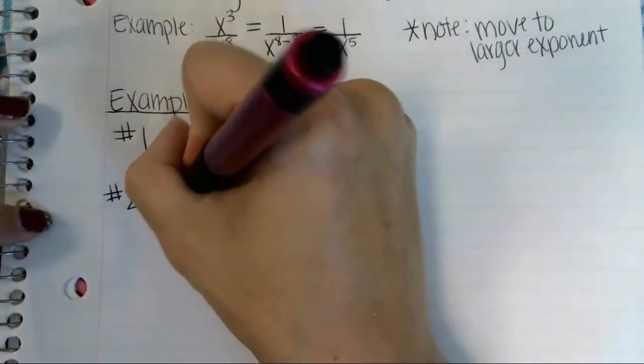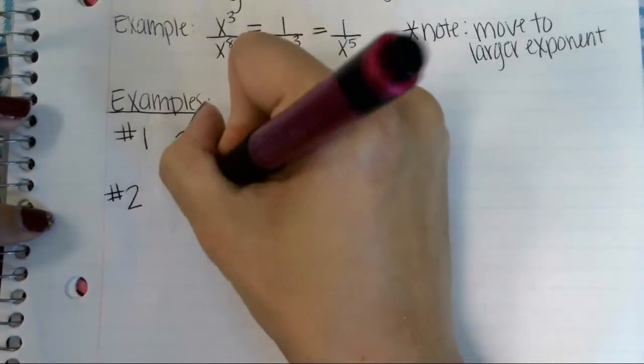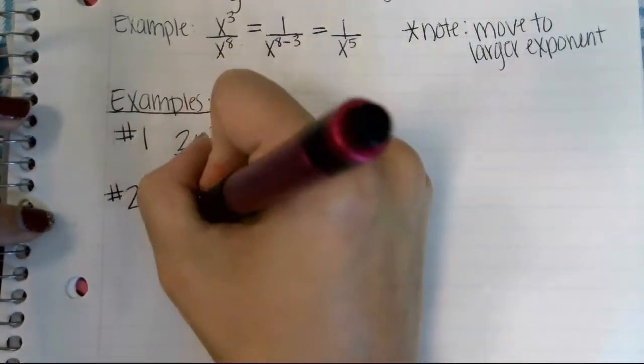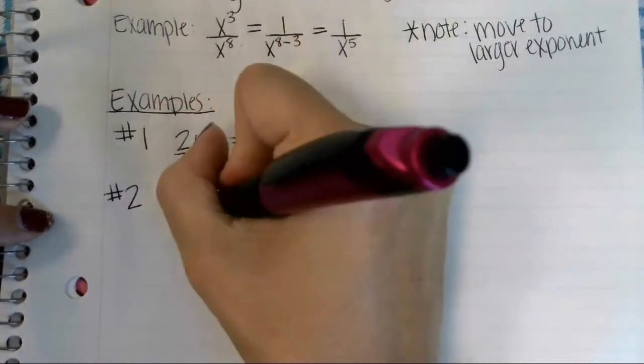Okay, our next example is 6z to the 13th over 3z squared.